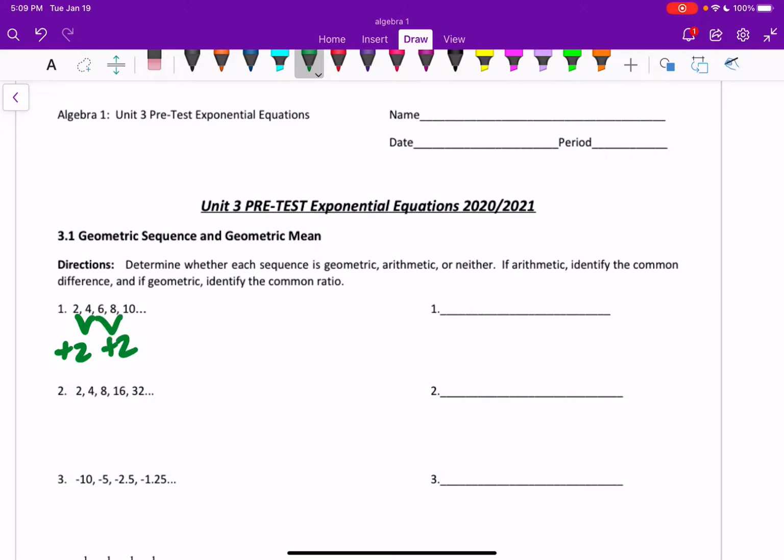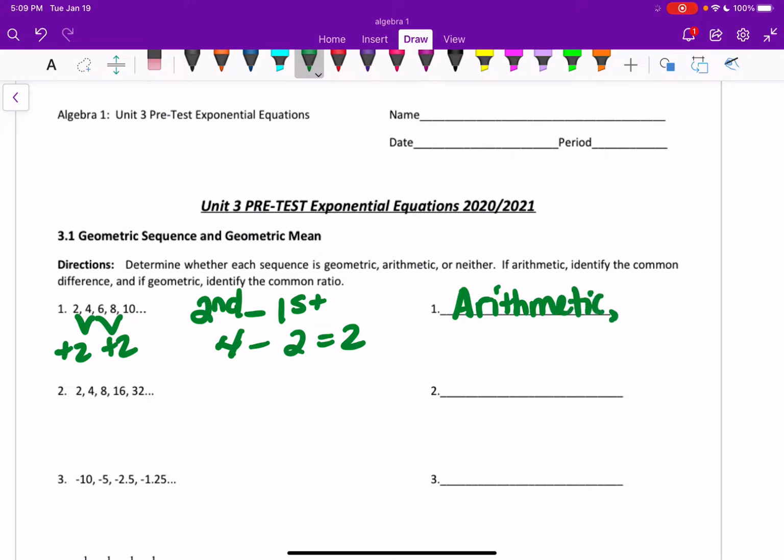Now let's say you couldn't figure it out. You would do the second minus the first term. So 4 minus 2 equals 2, and you would see if that works in every case. Because we're adding, that's arithmetic, and our common difference is +2.